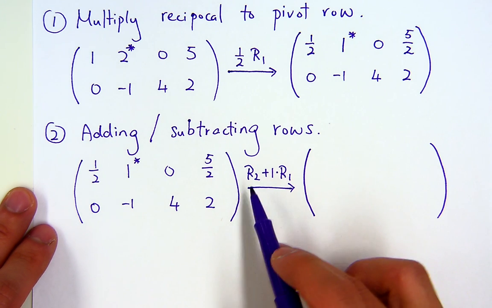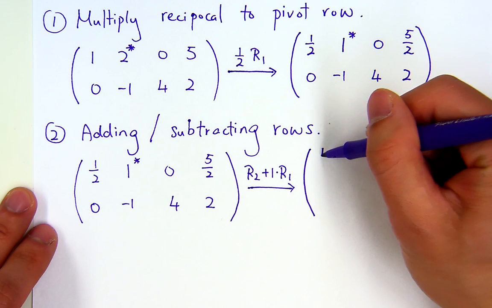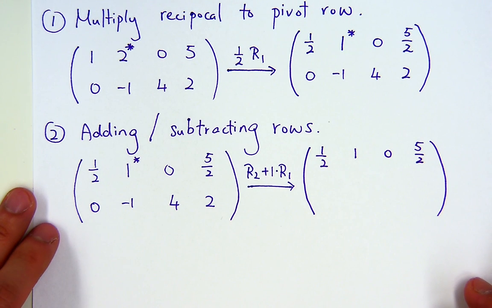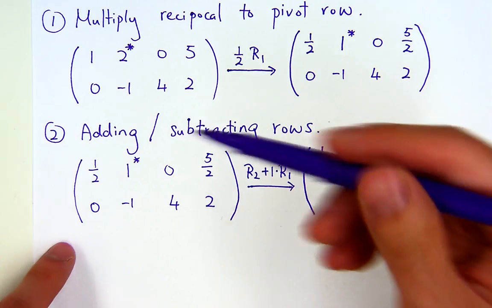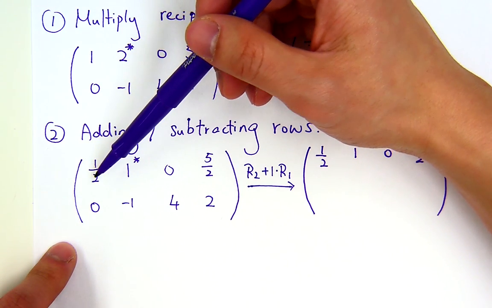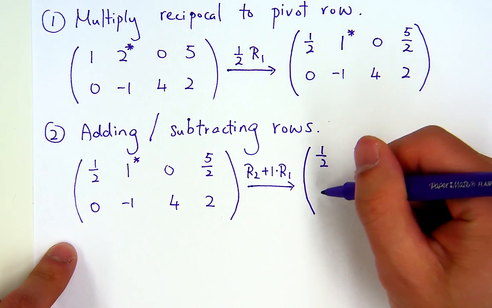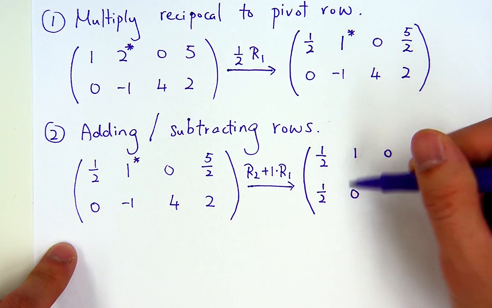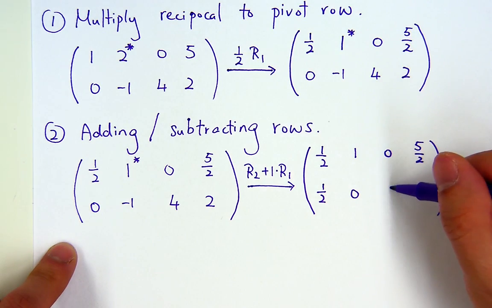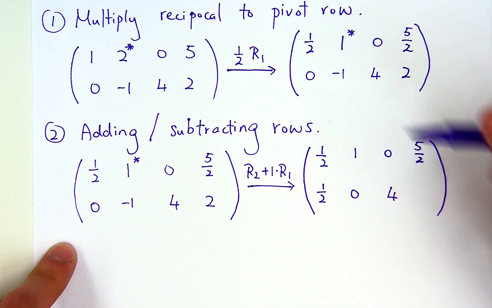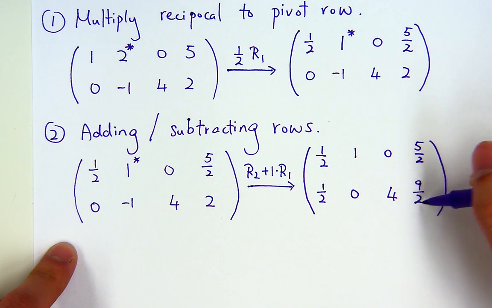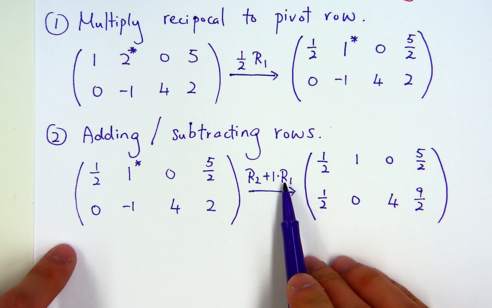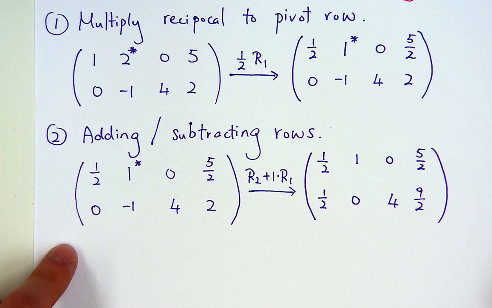So this notation means only R2 is still going to be changed, and therefore I'm going to copy the first row right there. R2 will become, so we try to add the new row, the entry 1/2 to 0. We get 1/2. We add 1 to -1, we get 0. We add 0 to 4, we get 4. We add 5/2 to 2, that's 9/2. That's exactly the operation we are going to perform, because R2 plus 1 R1 is going to add up the corresponding entries.